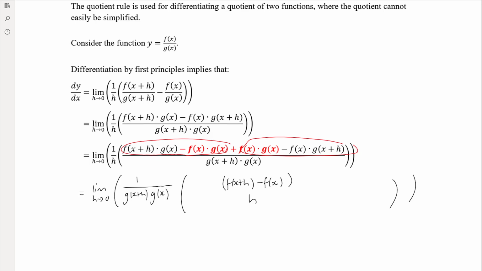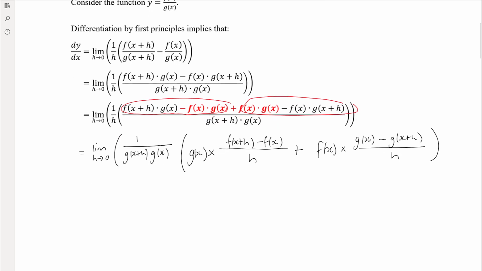So we're going to have g of x multiplied by f of x plus h minus f of x, and we've got it over h because I swapped the denominators around. And then we've got plus, now in the second two terms, f of x is the common factor, so I'm going to take that out, and then we get g of x minus g of x plus h, over h.